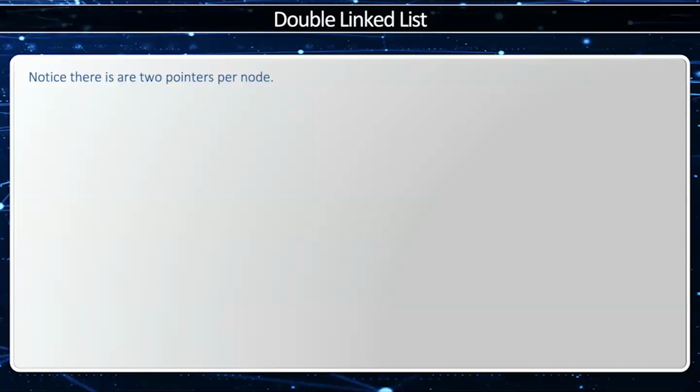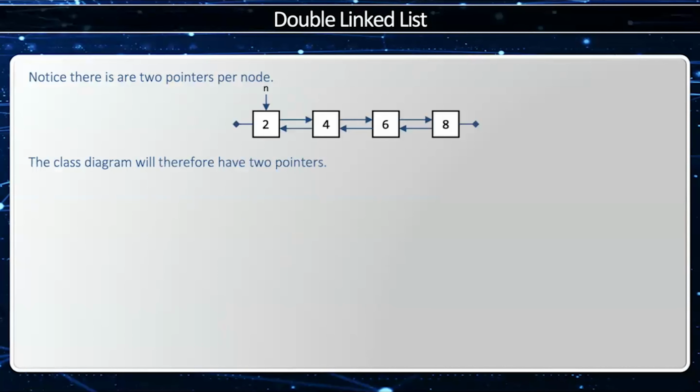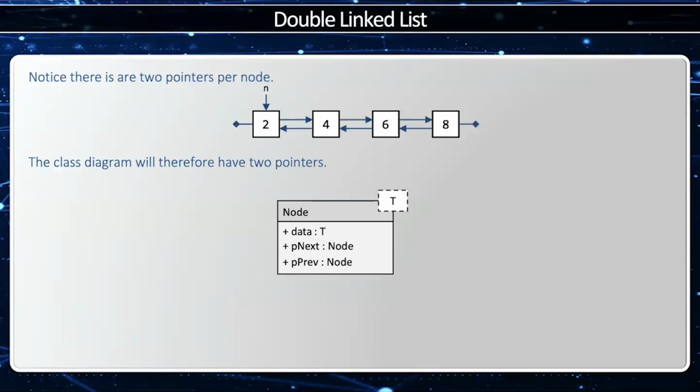Now let's implement a doubly linked list. Notice there are 2 pointers per node. So we're going to have a pointer to the previous and a pointer to the next, right? So once again, we're going to call our class node, and we're going to have a member variable called data, which is going to be a template. And just like before, it's going to have that template indicator. Now we have a pointer to next and a pointer to previous. And so this is going to be through aggregation.